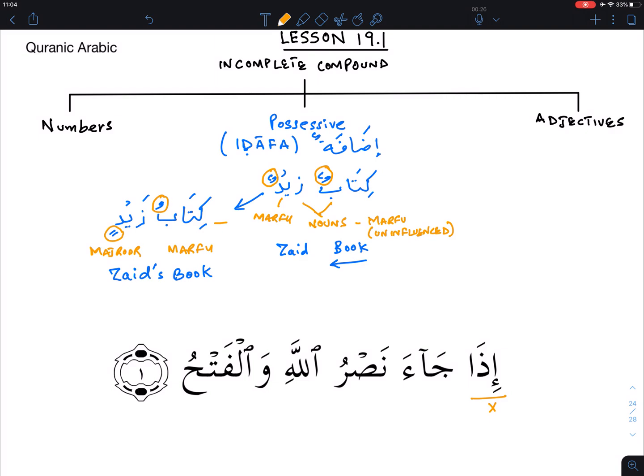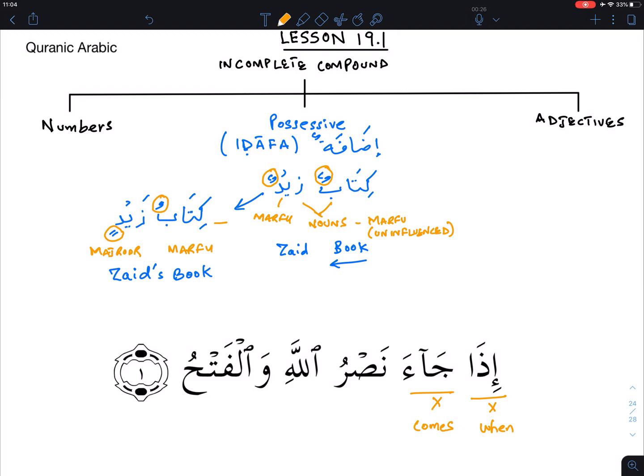But I'll tell you the meaning. It means when. Ja'a. Again, we haven't covered this one, so you don't have to worry about it at the moment, but it means comes here. In actuality, it means something else, but I'm giving you the translation in the sentence here. It's actually past tense, so it's came, but because of idha, it becomes comes.